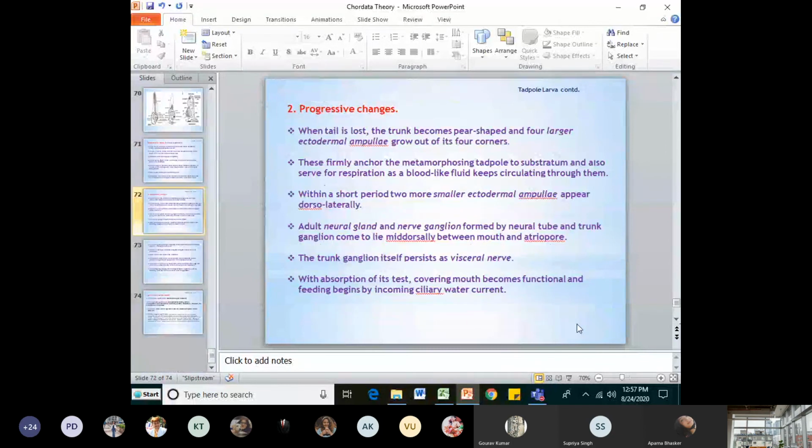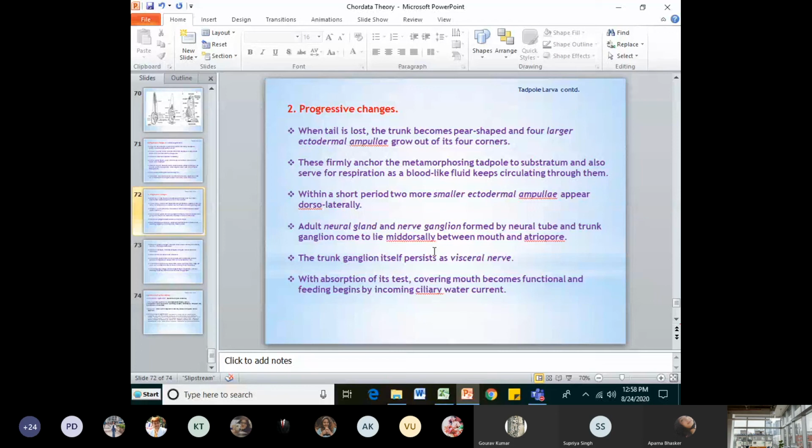Now, what are the progressive changes that take place in the larval stage? When the tail is lost, the trunk becomes pear-shaped and four larger ectodermal ampullae grow out of its four corners. These firmly anchor the metamorphosing tadpole to the substratum and also serve for respiration as the blood-like fluid keeps circulating through them. Within a short period, two more smaller ectodermal ampullae appear dorsolaterally, and the adult neural gland and nerve ganglia, formed by the neural tube and trunk ganglia, come to lie mid-dorsally between mouth and atriopore.